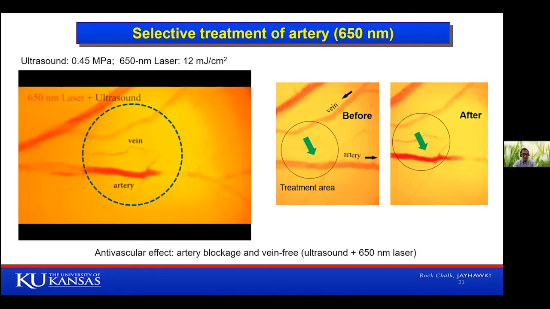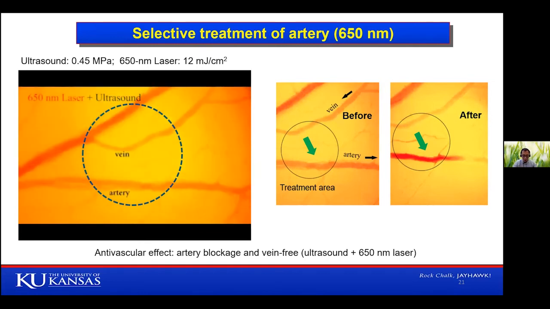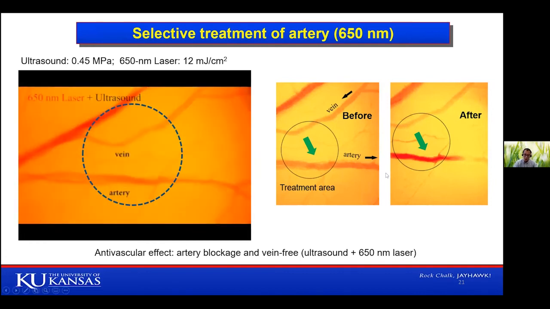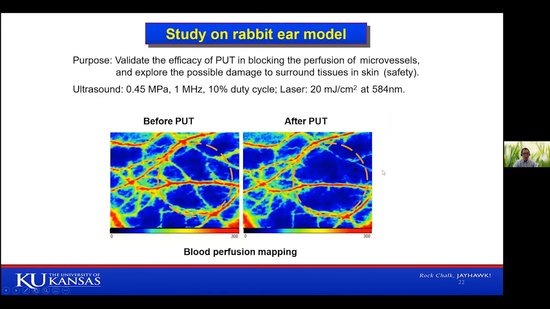We can selectively remove blood vessels based on their absorptions. And we also tried this experiment first on a rabbit ear here. So that's a rabbit ear.